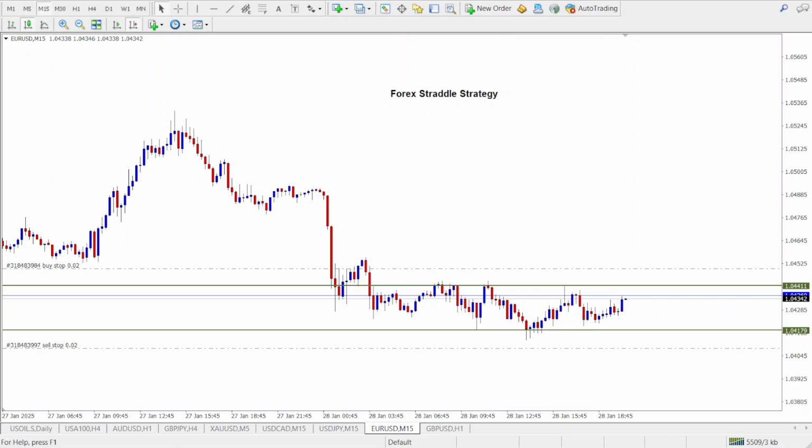Risk management is crucial to ensure that you are not caught off guard if the market doesn't move as expected. All right, now the forex straddle strategy is quite an effective strategy for navigating volatile markets and capitalizing on big price moves. By placing both buy and sell orders, you set yourself up to profit no matter which direction the market moves. Remember to use this strategy in the right market conditions. Place your orders carefully and manage your risks to maximize its effectiveness.